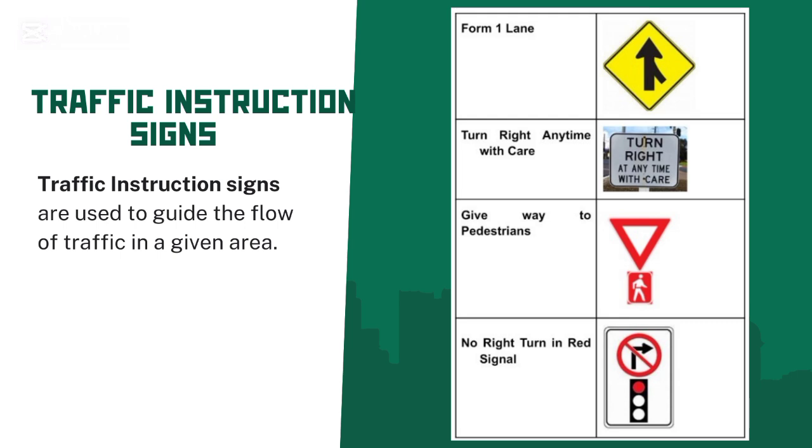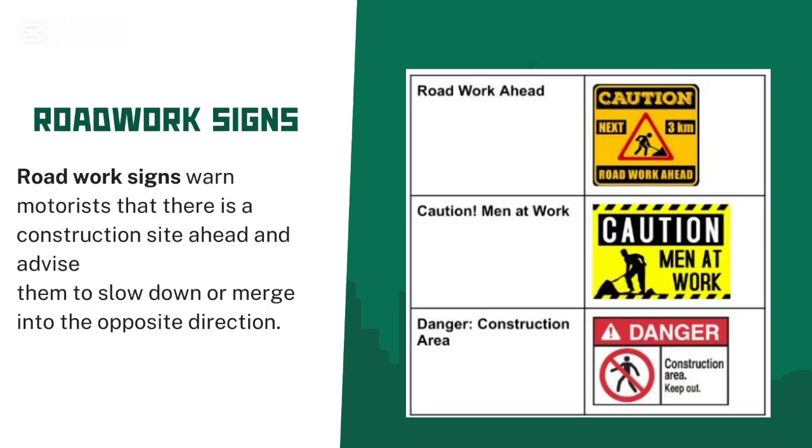We also have the traffic instruction signs. Traffic instruction signs are used to guide the flow of traffic in a given area. For example, form one lane, turn right anytime with care, give way to pedestrians, and no right turn in red signals.